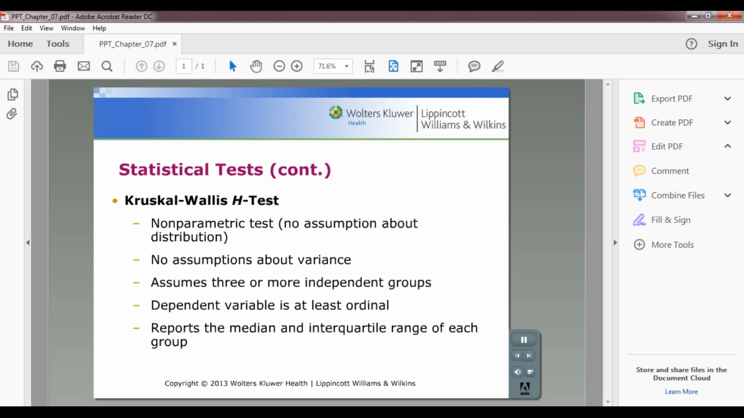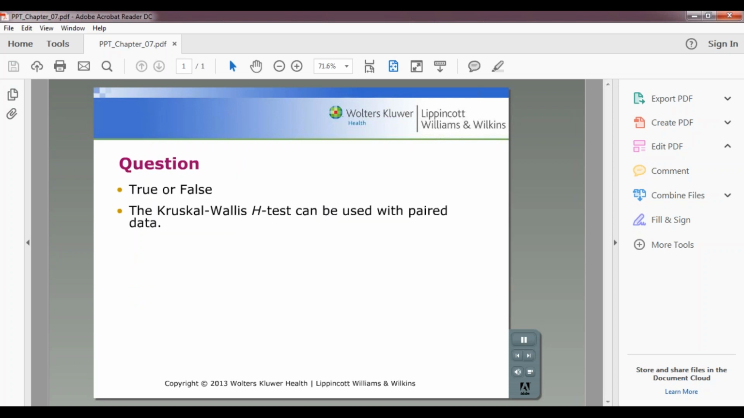It's 3 or more independent groups. The dependent variable would be at least ordinal. So what would happen is depression or birth weight isn't necessarily ordinal, but it would be transformed into ordinal data and then run. And it looks at reports of medians, interquartile range, and so on and so forth.